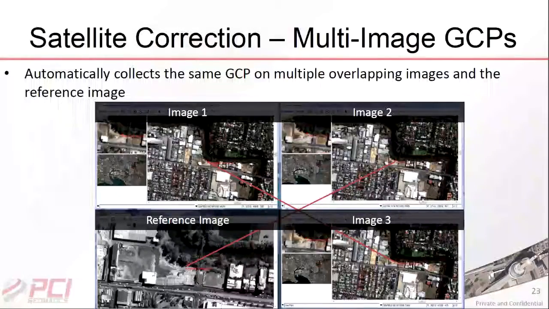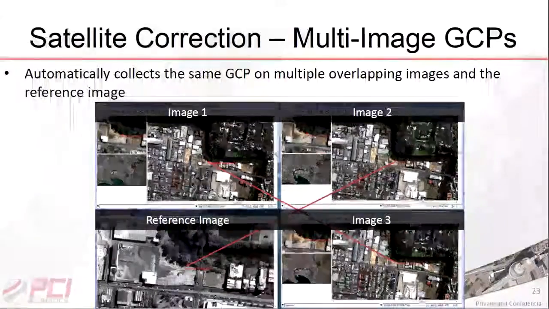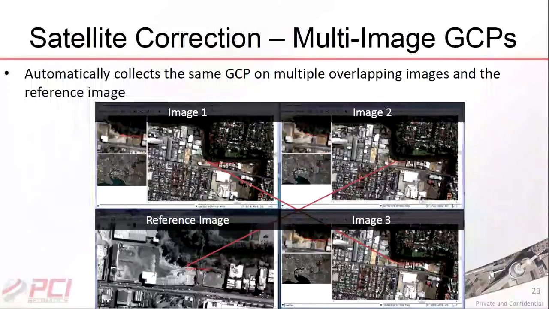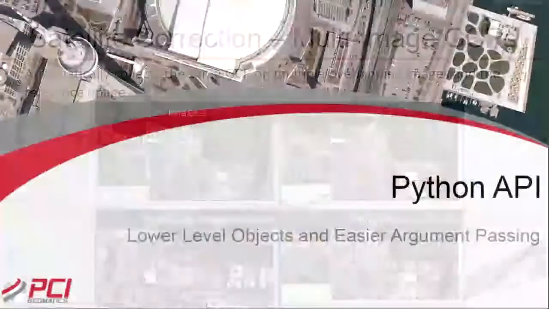As I mentioned, this is both for aerial and for satellite. Here's a satellite example with 3 overlapping images and the reference applied. Just as a recap, this does create a more robust model. It gives you a better surface model, which in turn improves your orthorectification and the final accuracy of your mosaics.